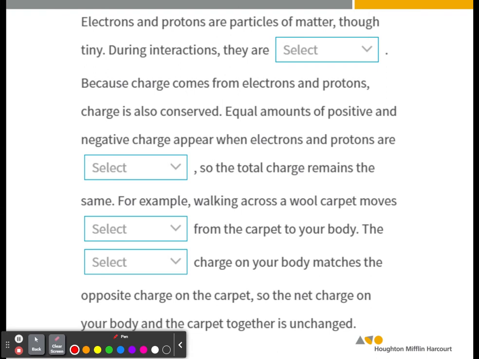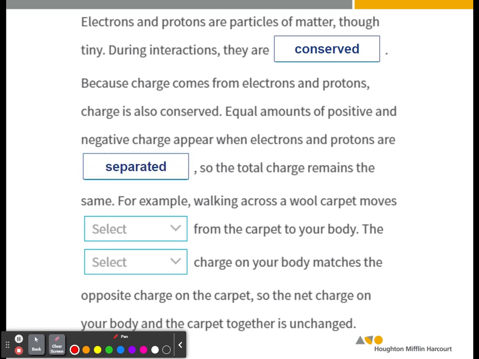Electrons and protons are particles of matter, though tiny, especially electrons. Electrons are ridiculously small, much smaller than protons. During interactions, they are conserved. Because charge comes from electrons and protons, charge is also conserved. Equal amounts of positive and negative charge appear when electrons and protons are separated. So the total charge remains the same.